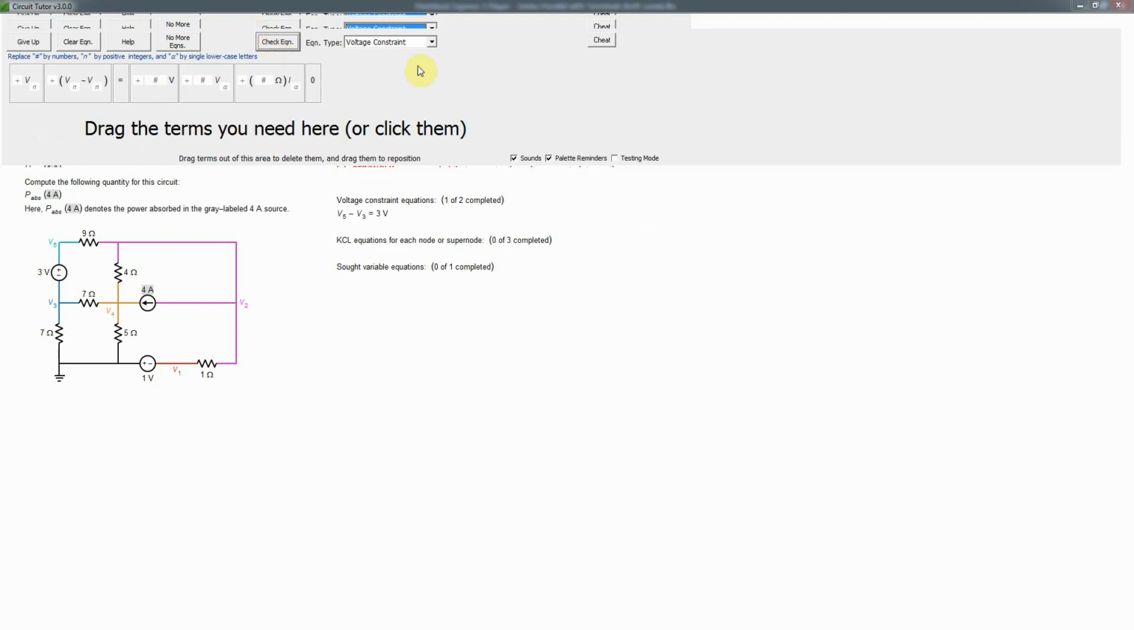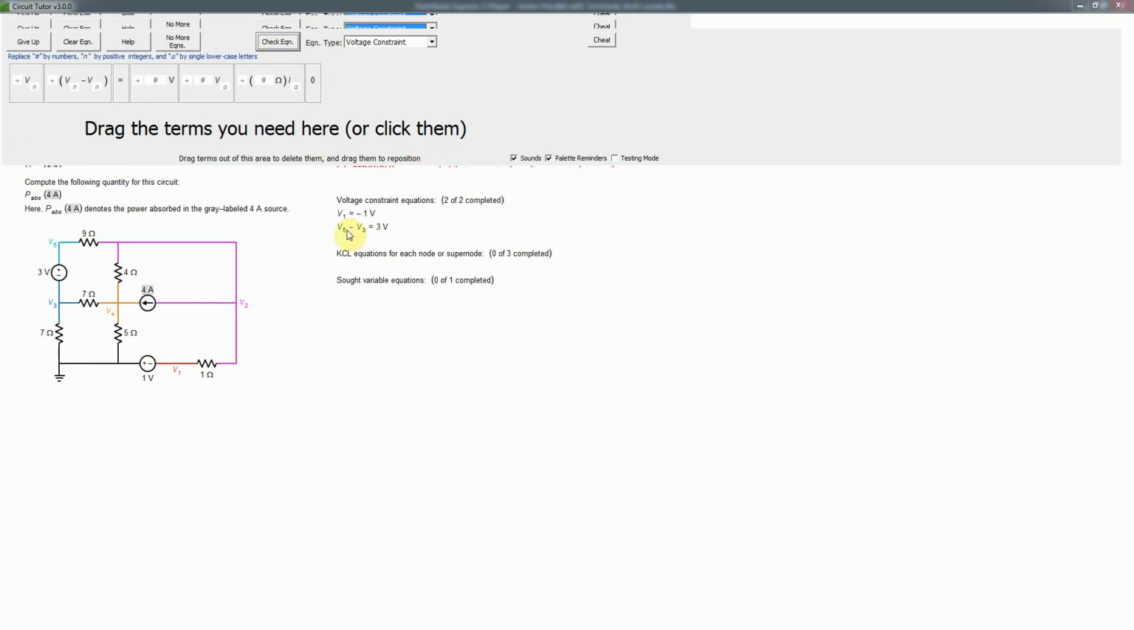Now I have to do another voltage constraint equation, as it's telling me here, for the 1-volt source. That one has one node, which is ground, and so therefore it'll just be a single voltage equal to the value of the source, which I enter as 1 volt. Now in this case, this is V1, but V1 is actually equal to -1 volt because it's the plus side of the source connected to ground. The minus side is connected to V1. So therefore I need a minus sign there. And I'll check that, and that is correct.